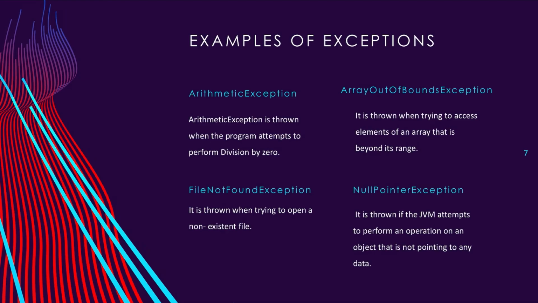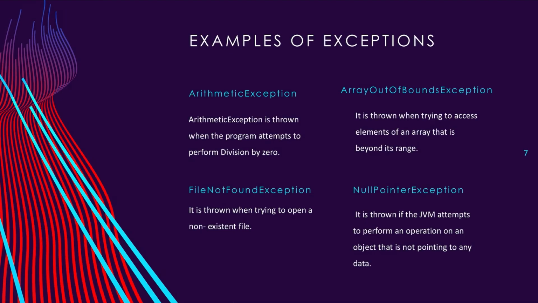Let's start with array out of bounds exception, because this is perhaps the most common one that you might have come across in your coding. It's thrown when you try to access an element of an array that is beyond its range. What does that mean? Let's say, for example, you have an array whose length is 10, but you're trying to access its 12th or 13th element. In that case, an array out of bounds exception will be thrown because the 12th or 13th index of that array simply doesn't exist.